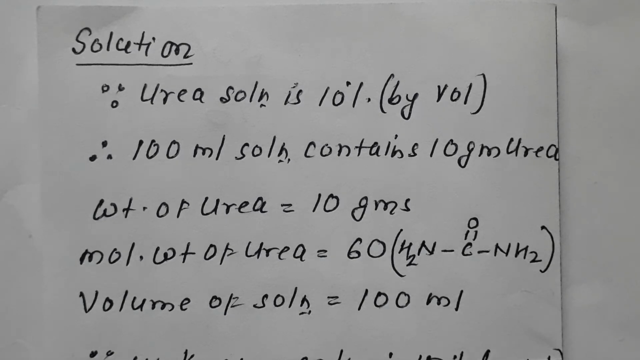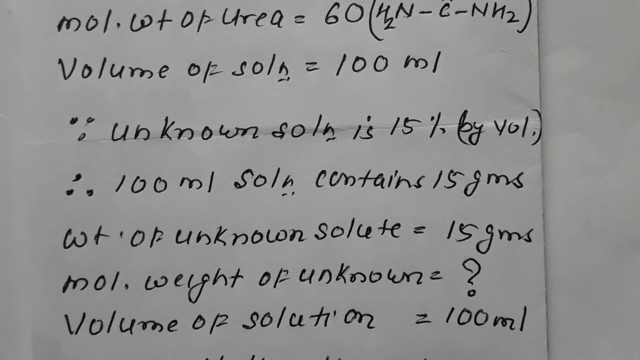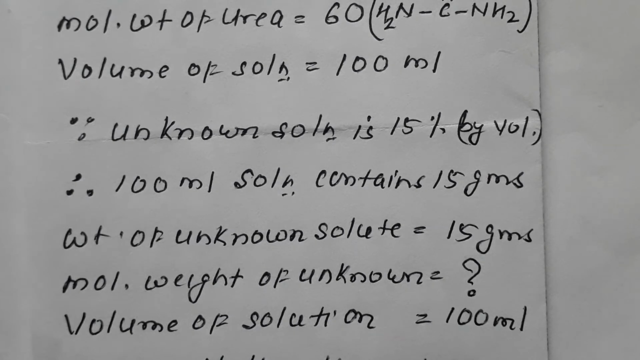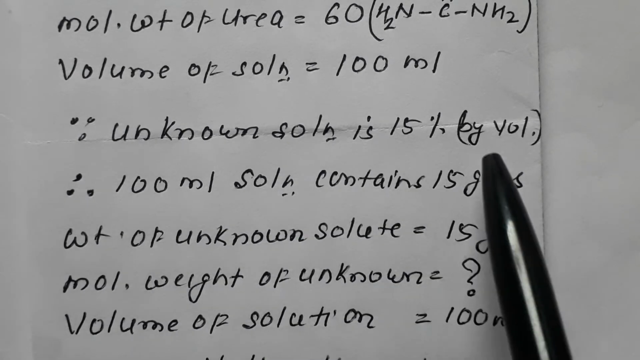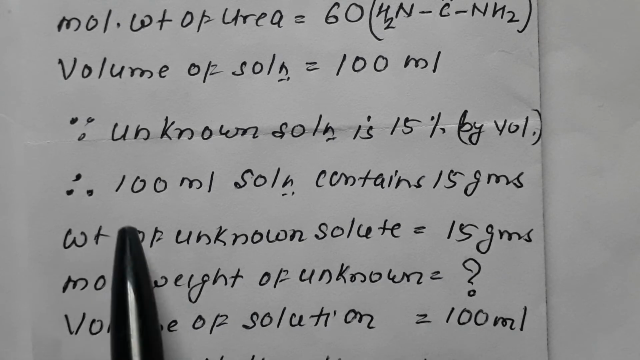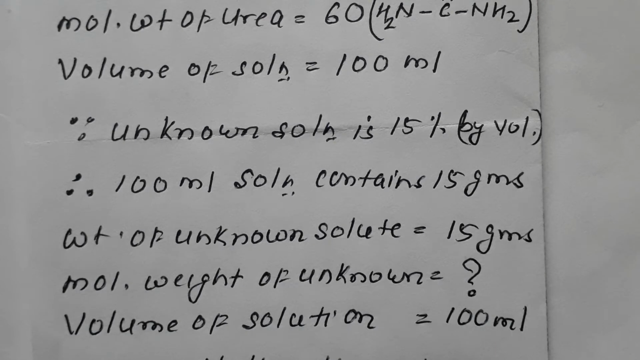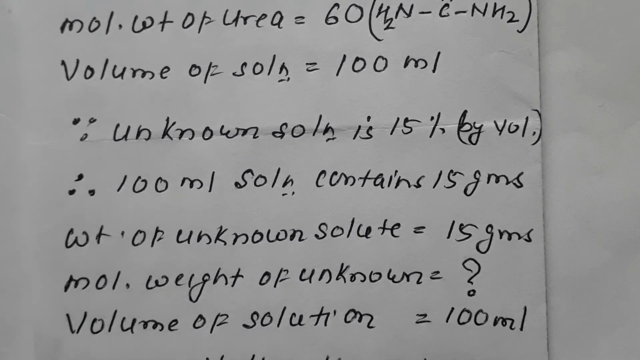Now for the unknown solution, since this unknown solution is 15% by volume, 100 ml of solution contains 15 grams of that unknown solute. Now the weight of the unknown solute is 15 grams. The molecular weight of the unknown solute is what we have to calculate, and once again the volume of the solution is 100 ml.